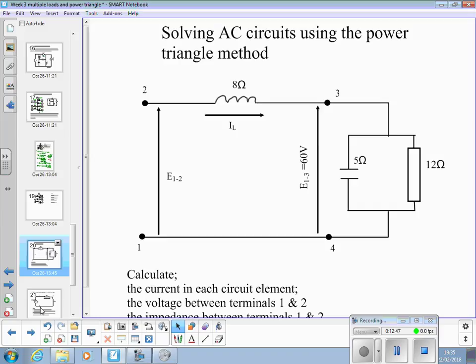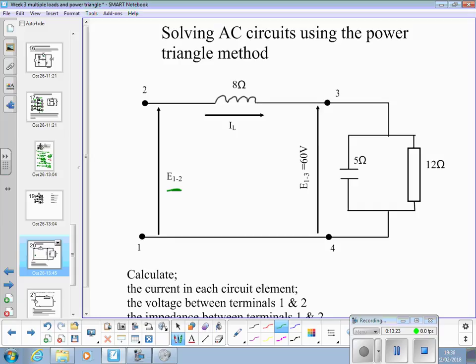Right. Solving AC circuits using the power triangle method. Looking at that circuit, we've got a voltage arrow here. This question was taken out of a book. That's V12, the voltage between the terminals 1 and 2. No value given. We've got a line current flowing in the direction shown by the arrow, and an 8 ohm inductor in series with the line.